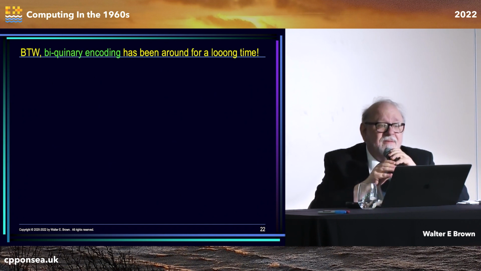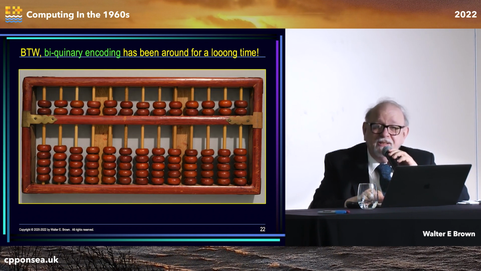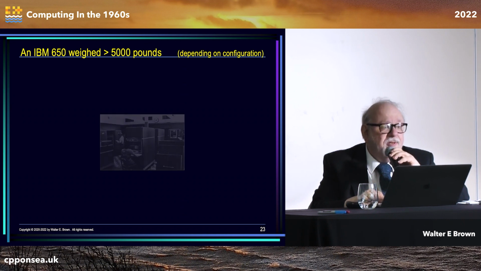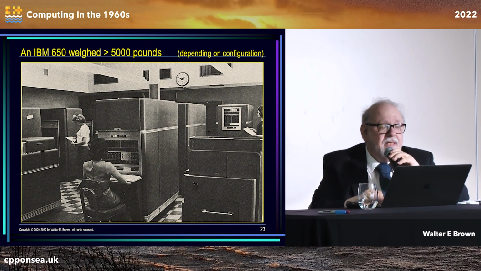By the way, for those of you not familiar with biquinary, it's been around for a very long time. You may recognize this incarnation of biquinary encoding. The bi is at the top and the quinary is at the bottom, right? Okay. The IBM 650 weighed more than 5,000 pounds, depending on how it was configured. Here is one image.